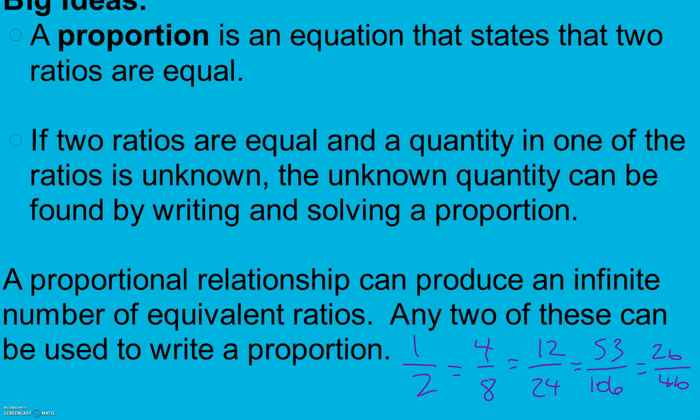We can multiply 1 by anything we want to and 2 by that same value, and it's an equivalent ratio. And we can use any two of those to write a proportion because they all mean the same thing. If we were to simplify them down, every single one of them would simplify down to 1/2 or a half.